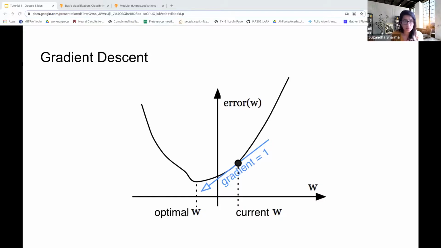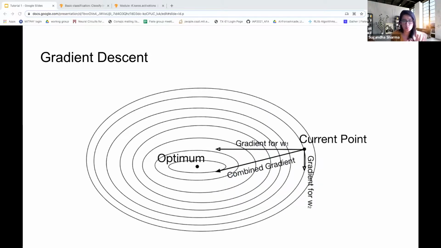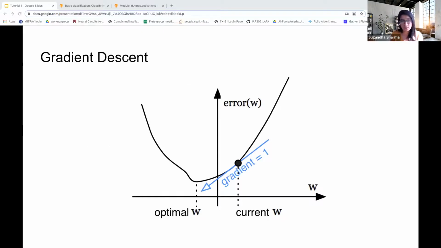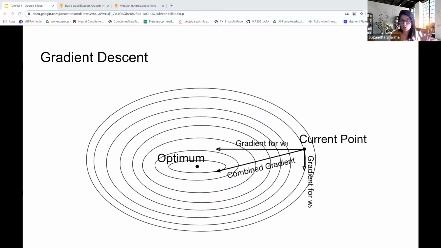And so if we look at multiple dimensions, so this was just one dimensional, right? So this is just one weight vector, but we usually have multiple weight vectors. And so here, this is showing in 2 dimensions, an analogous picture where you have one weight, gradient of first weight component, and then the gradient of second weight component. And what you do then in gradient descent is you move in the direction of the combined gradient, right, in the resultant direction. And that takes you towards optimum.